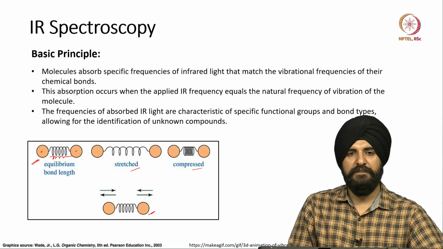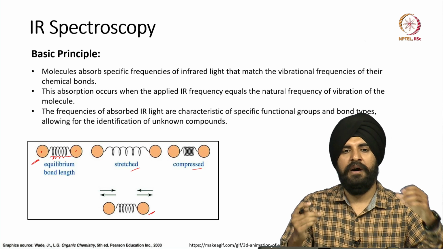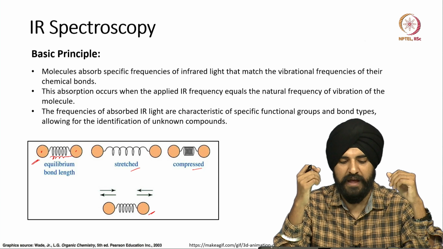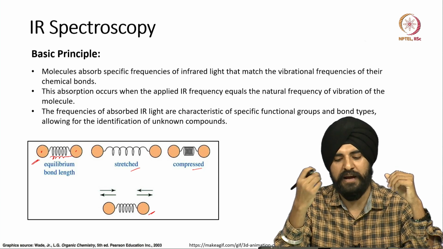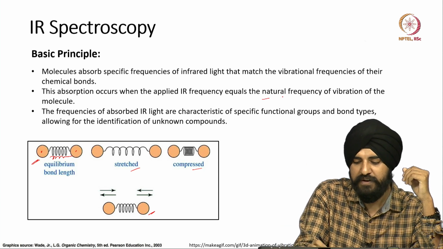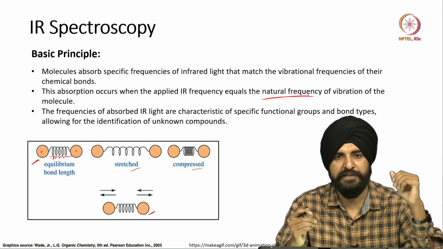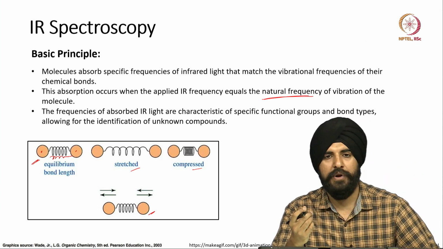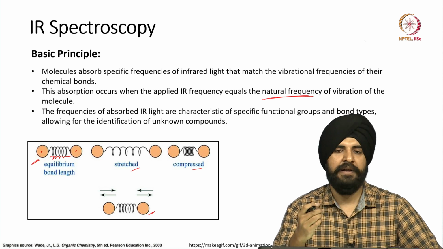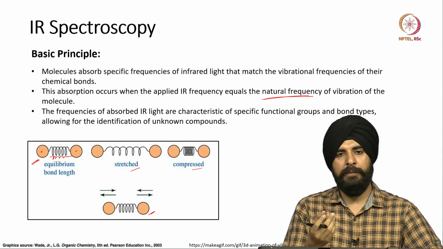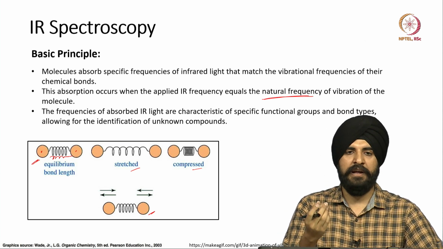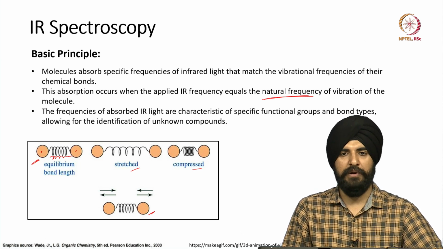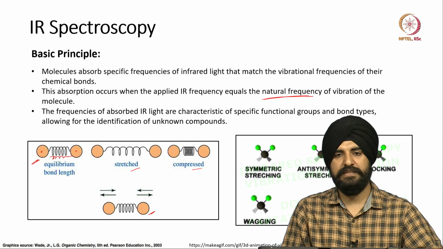We say that every bond in a molecule is like a spring, and every bond has a natural resonance frequency at which it vibrates. So every molecule has its particular vibration. Depending on the type of bond and the type of molecule, we can have different vibrations in a particular molecule, right?